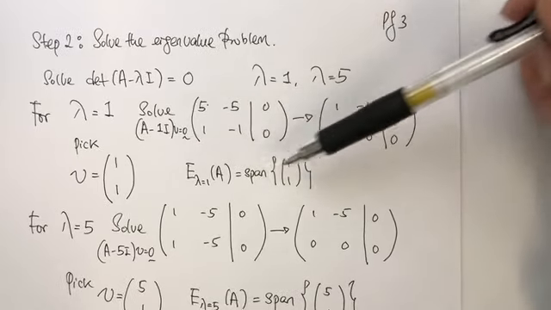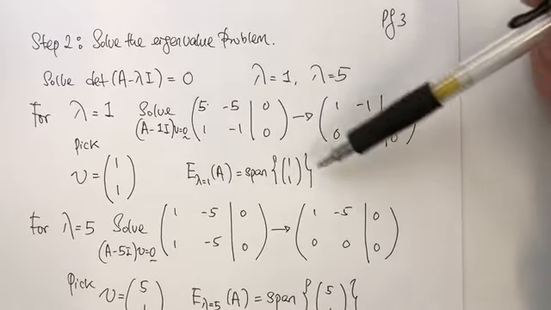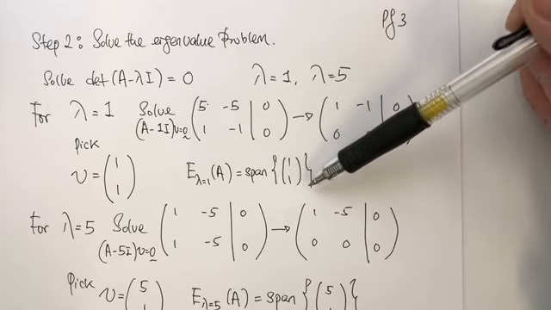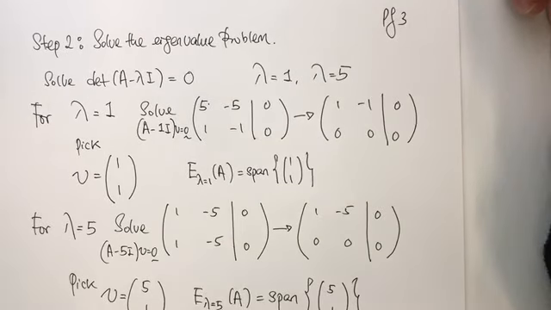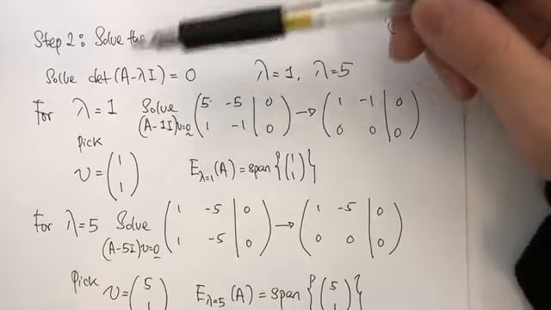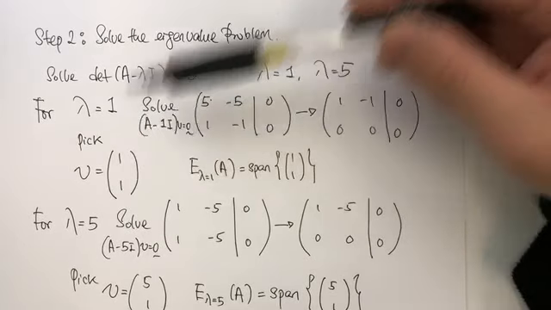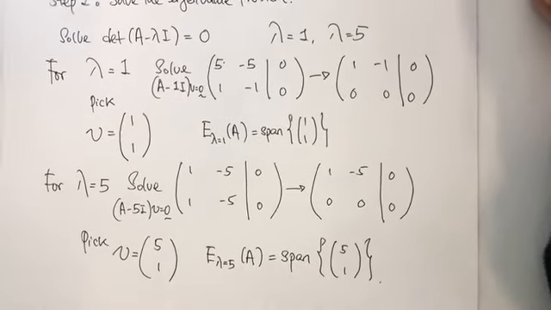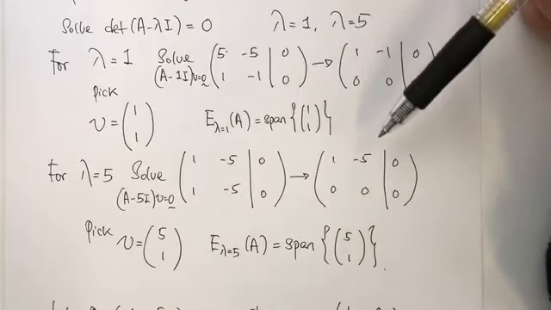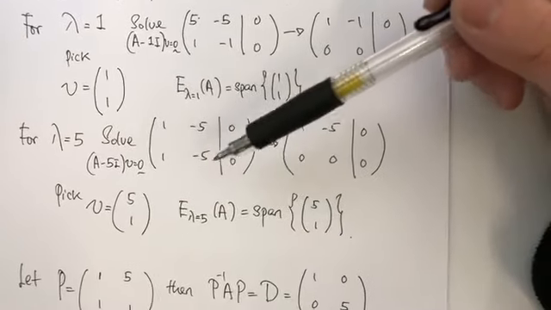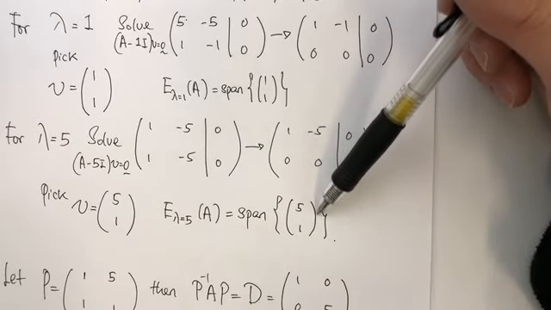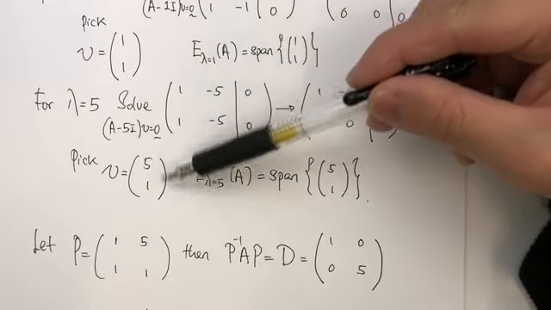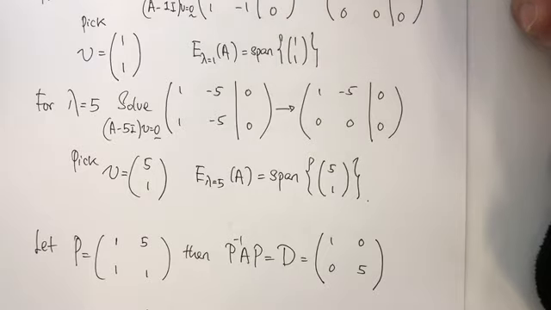In fact, the eigenspace corresponding to the eigenvalue lambda equal to 1 has dimension 1 and is spanned by the vector (1, 1). But we don't have to take all the infinitely many eigenvectors. We just have to pick one. So let's just pick the basis (1, 1). Let's repeat this process for lambda equal to 5. Going through this process again, you will find the eigenspace for lambda equal to 5 is spanned by the vector (5, 1). We can pick (5, 1) as the corresponding eigenvector.